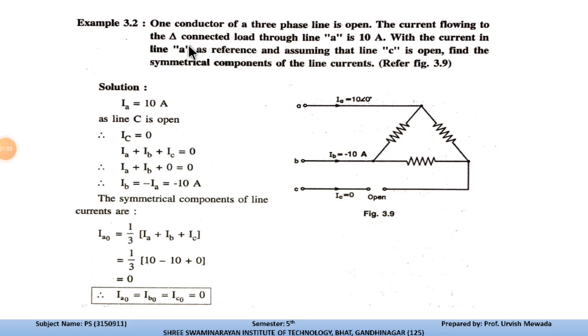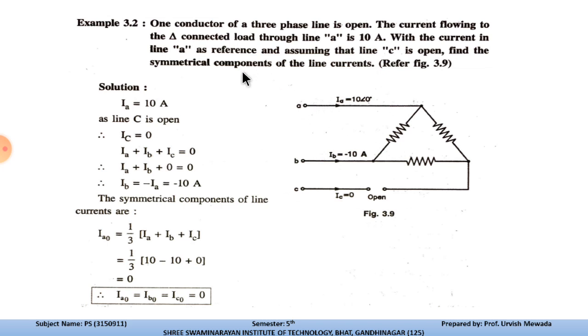One conductor of a three-phase line is open. In this diagram you can see that the C conductor is open. The current flowing to the delta connected load, which is connected over here, through line A is 10 ampere at angle 0, with the current in A as reference, and assuming line C is open. So we need to find the symmetrical components of this line current which is flowing towards the delta load.